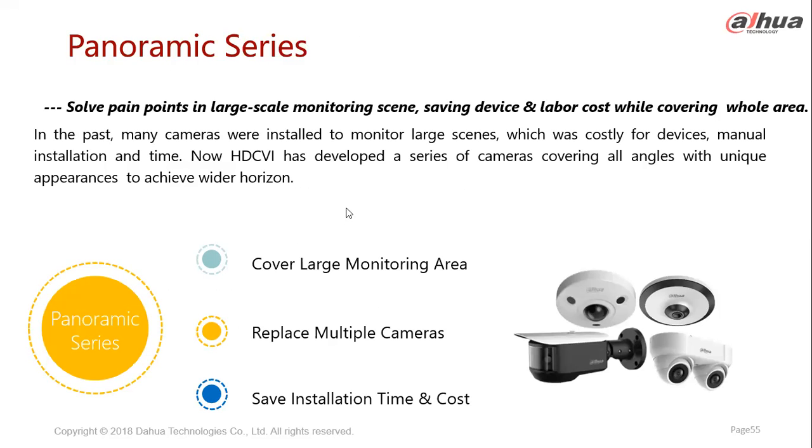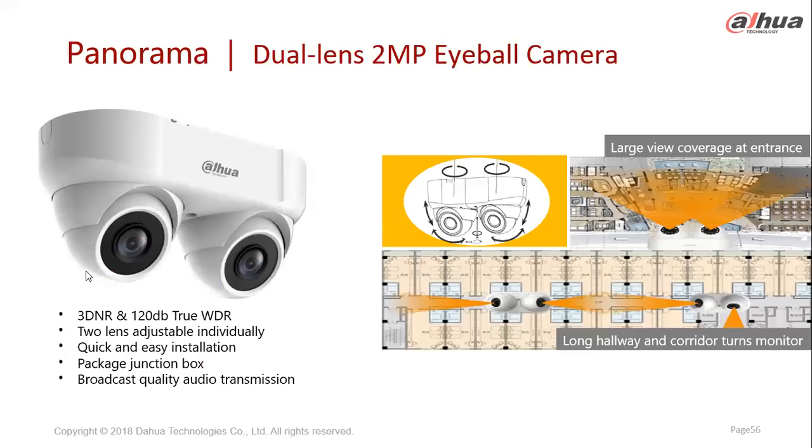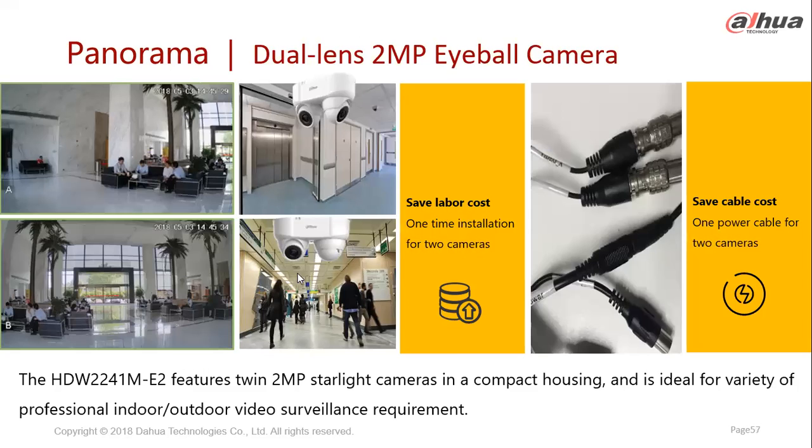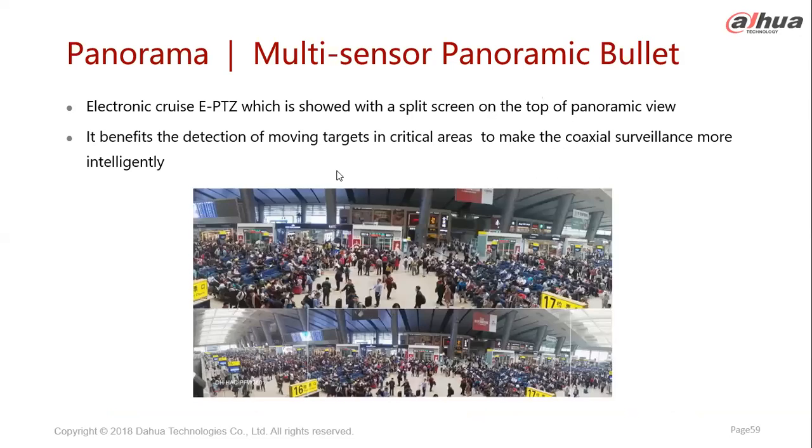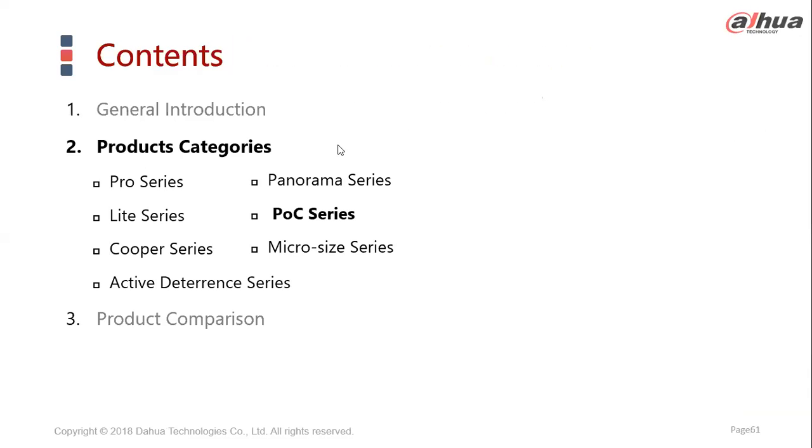We talked about what panoramic is, and maybe you can just check the product models. You can see this HDW 22ME2. You even have double-lens cameras, so you can have one lens facing the other direction. Instead of having two camera installations in a corridor, you can have only one camera that has two lenses, and you can change the direction. So we talked about the panoramic. Maybe you can check the products later by yourself.